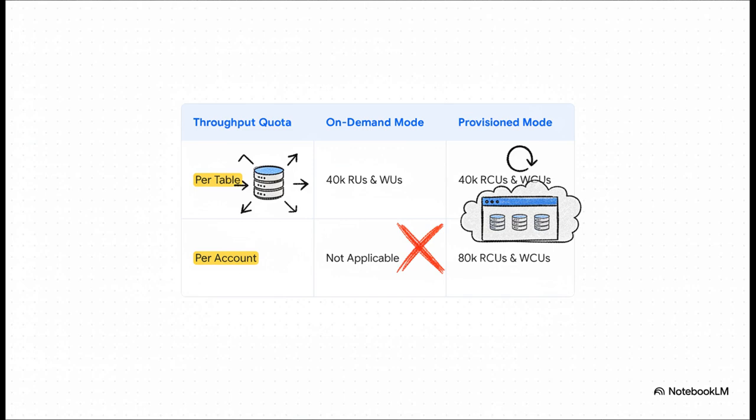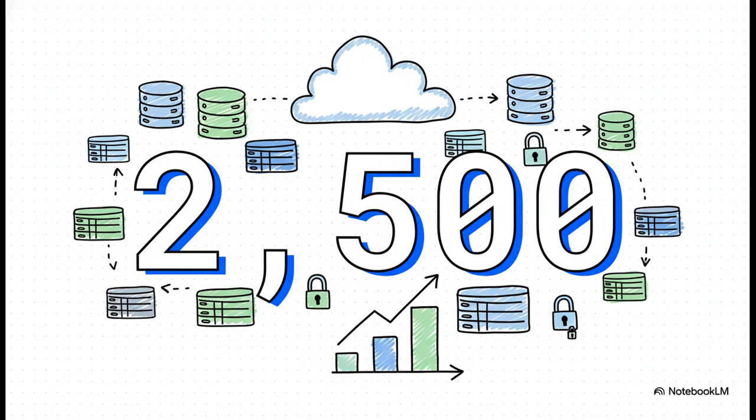But here's the really key difference. For provisioned mode, there's also a combined account-level quota of 80,000 units. That means all your provisioned tables in that region, added together, can't go over that limit. On-demand tables don't have this account-level cap, which is a huge reason they're so great for spiky workloads. Next up, how many tables can you actually create?